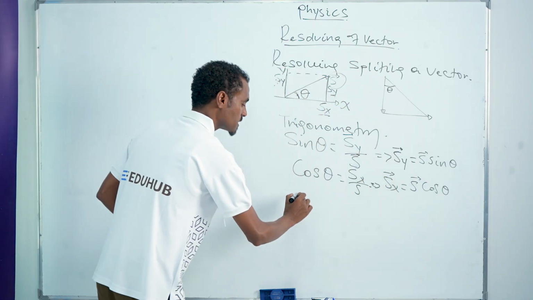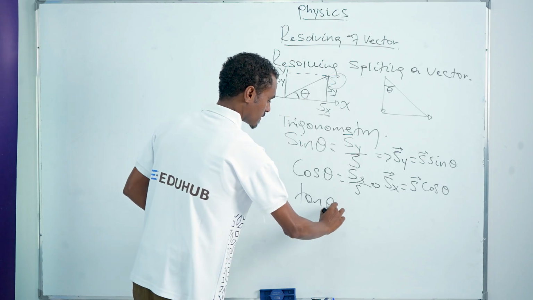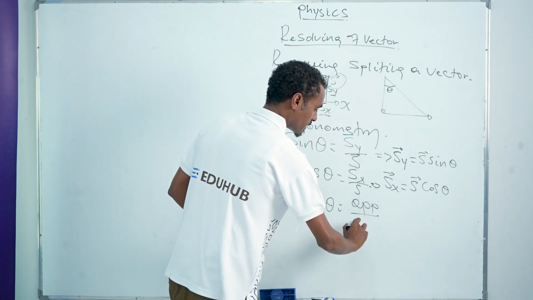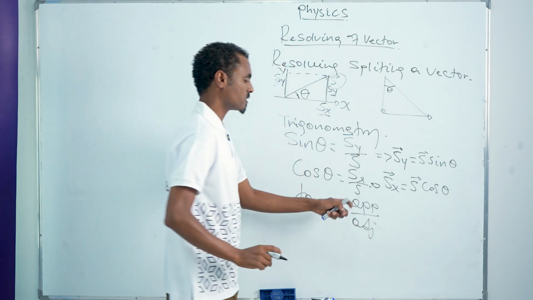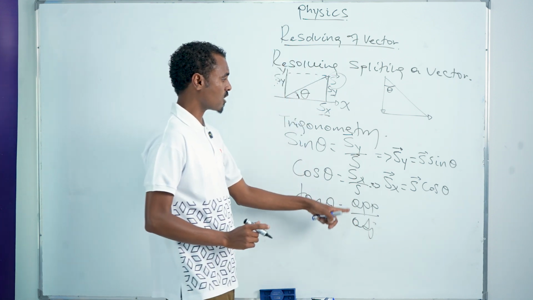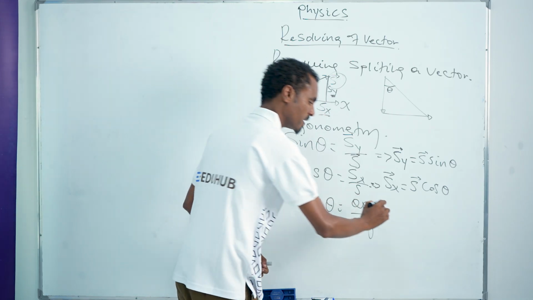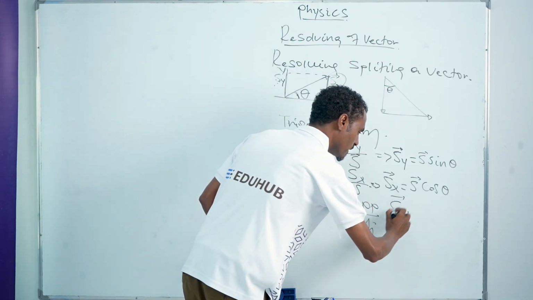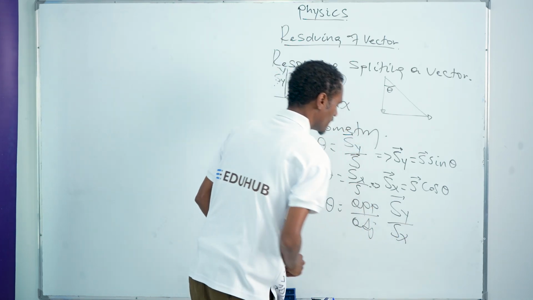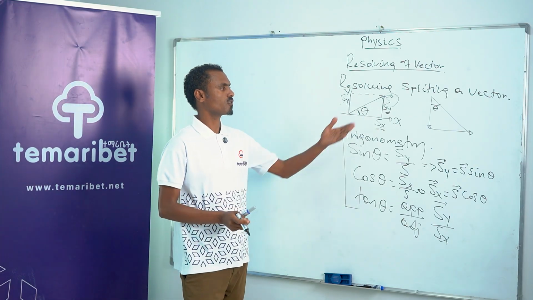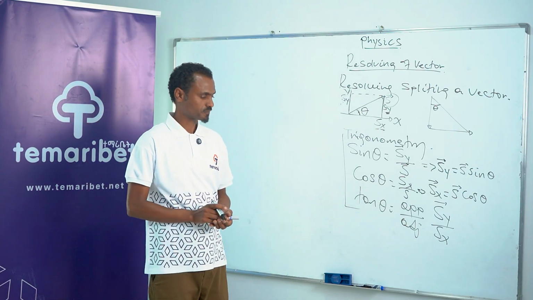But the last one is tan. That is tan theta, meaning opposite over adjacent, or sine over cos. Our opposite side is S in the y. Our adjacent side is S in the x. That is S in the y over S in the x. You must know this one. It is easy to resolve any vector.